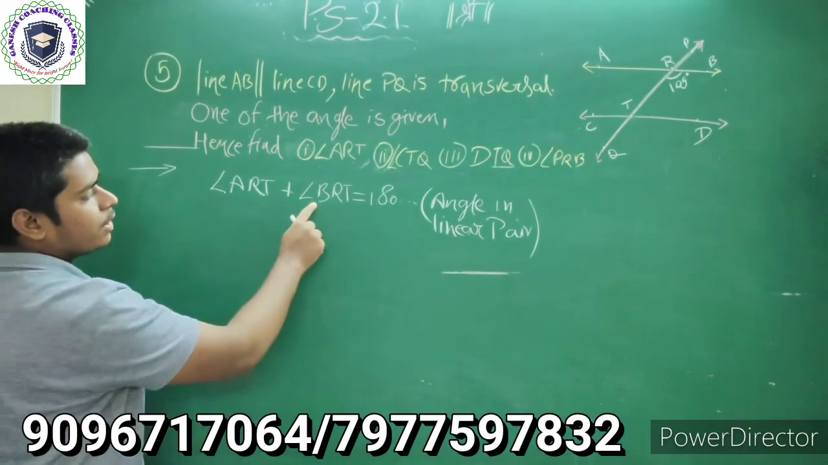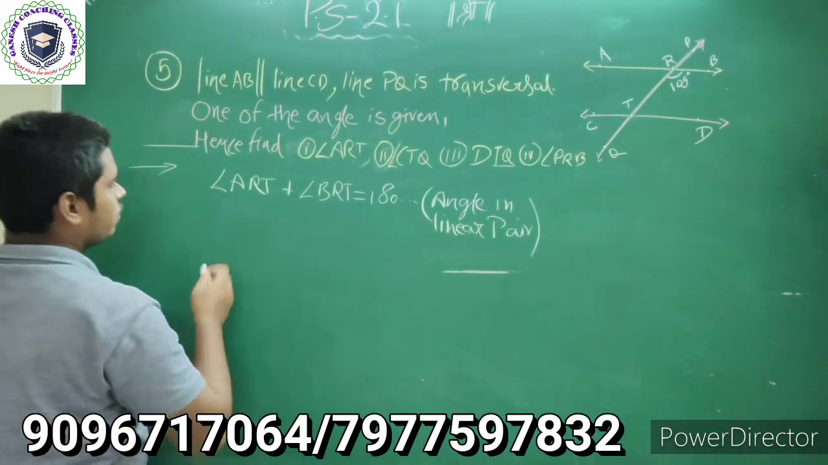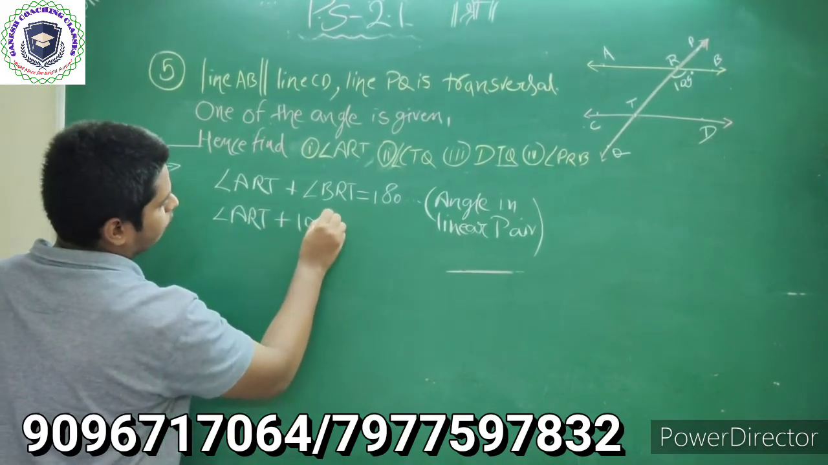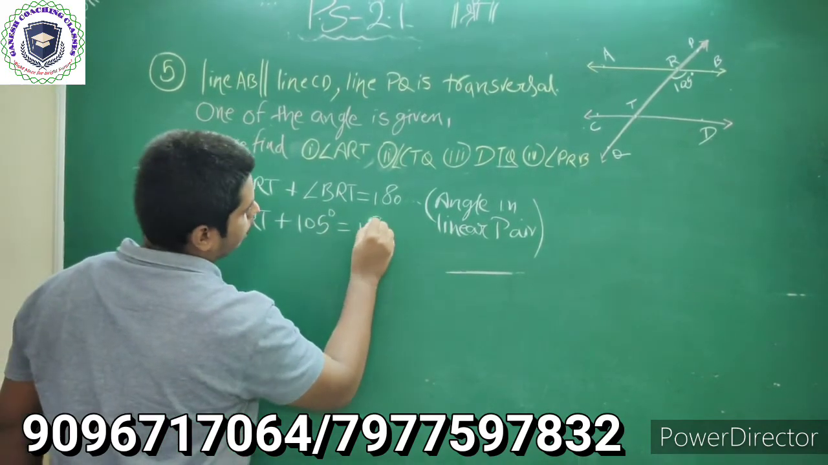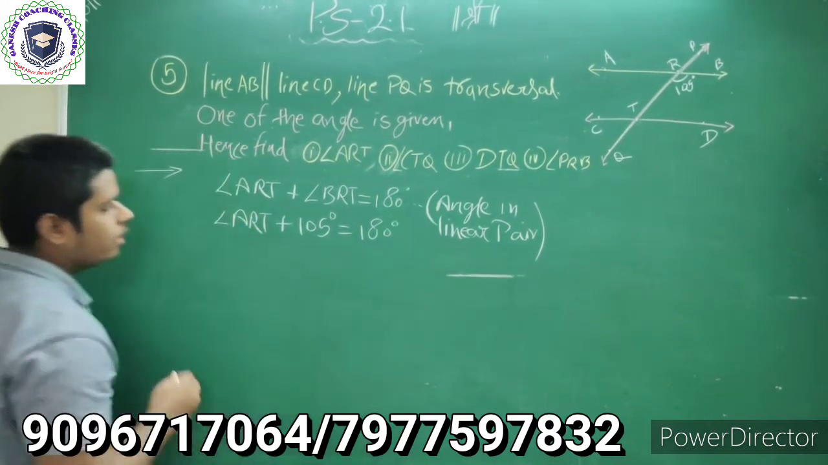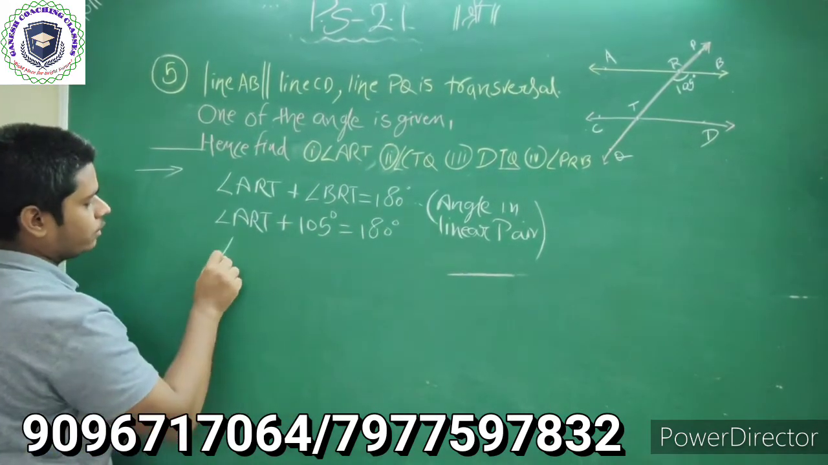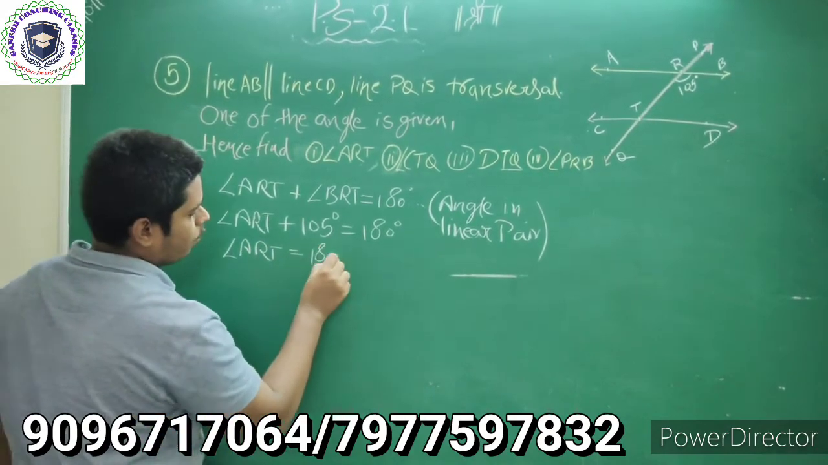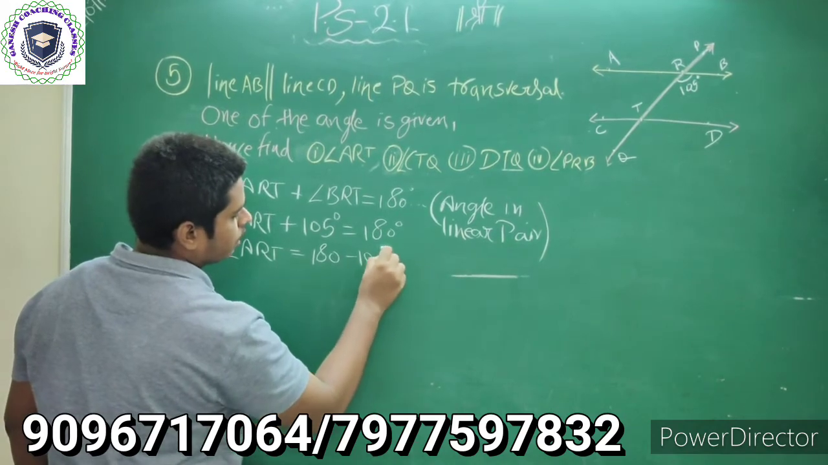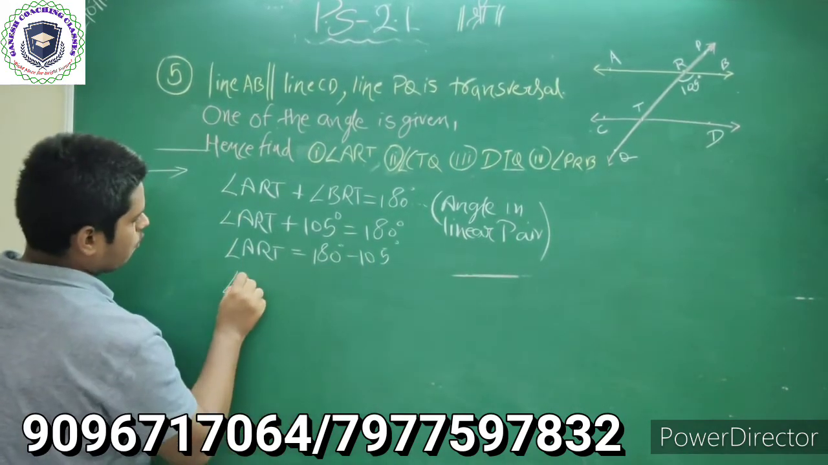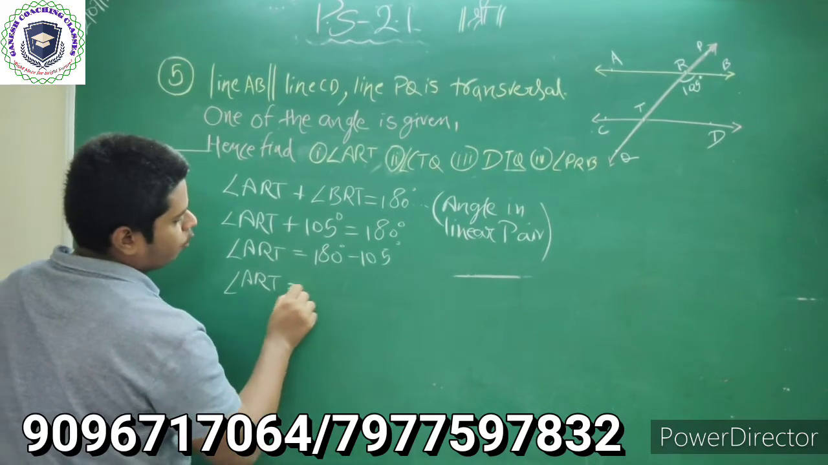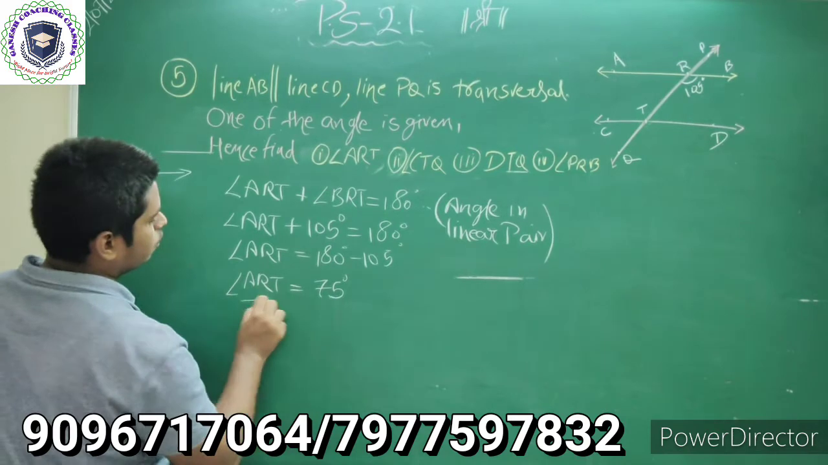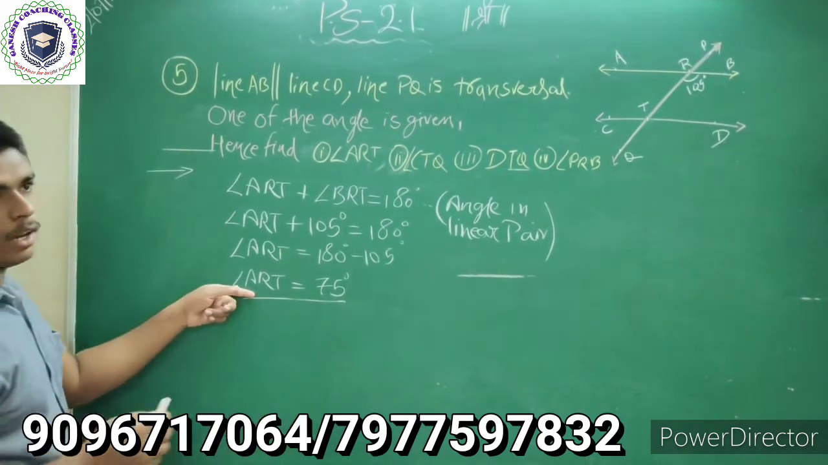We have been given the value of BRT, which is 105 degrees. So angle ART plus 105 degrees is equal to 180 degrees. Now 105 will go to the right-hand side and convert into minus. So 180 minus 105 degrees. What is the value of ART now? 180 minus 105 is 75 degrees. So we solved the first one, angle ART.